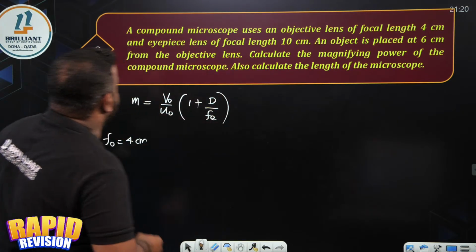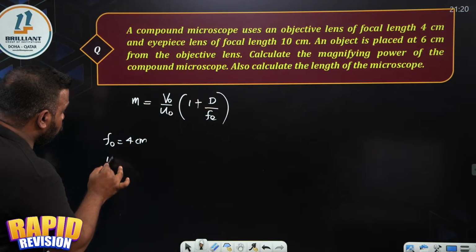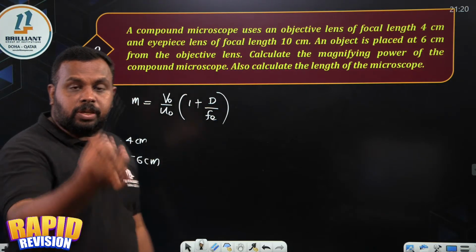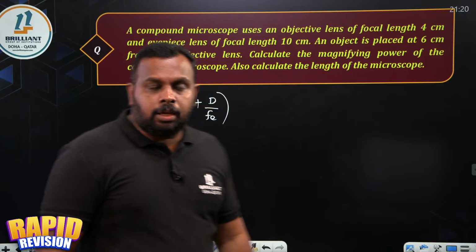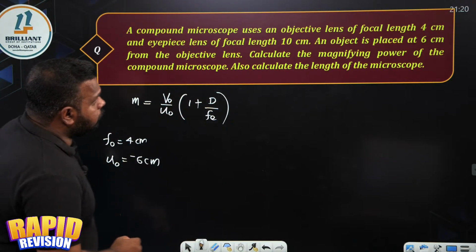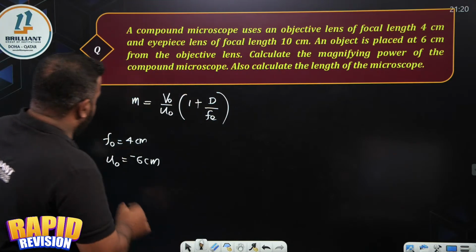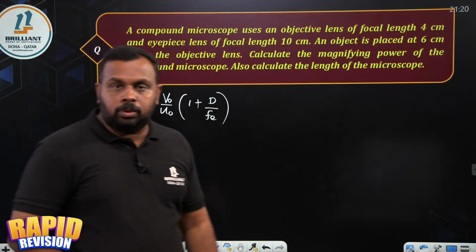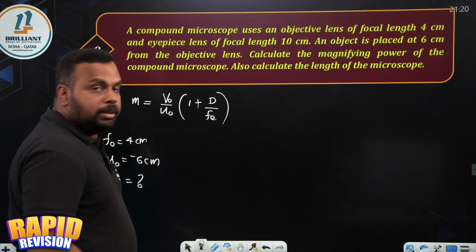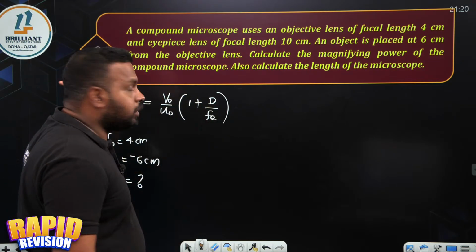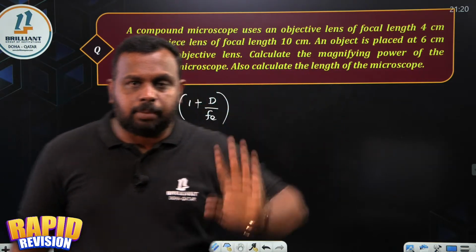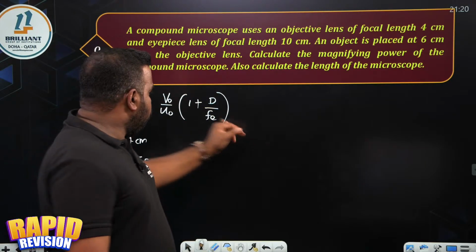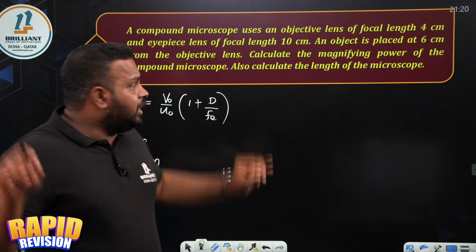Object is placed at a distance of 6 cm from the objective. So UO is given as 6, but please note that it will be negative, because we are placing it in front of the lens. Using the lens formula you can find VO. Substitute it, you will get the answer. The calculation part I am leaving to you. What is the value of D? D will be 25 centimeter, and the focal length of the eyepiece is given.